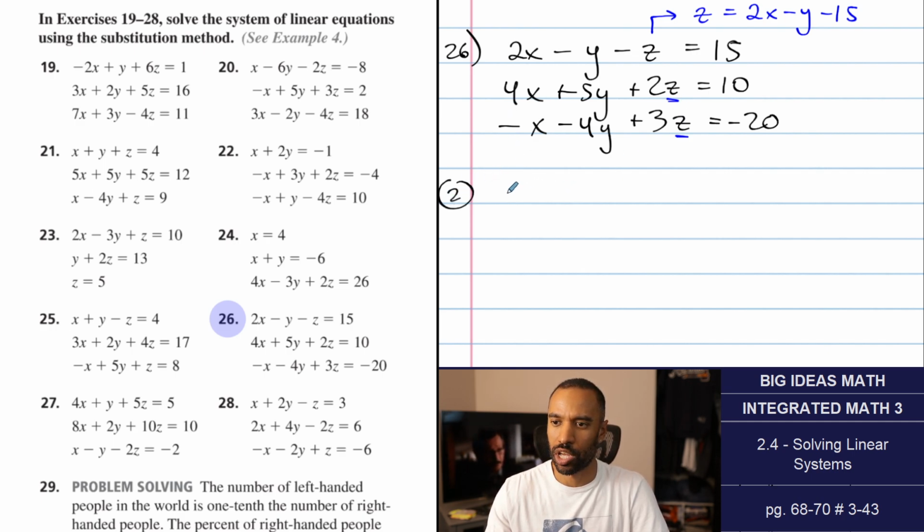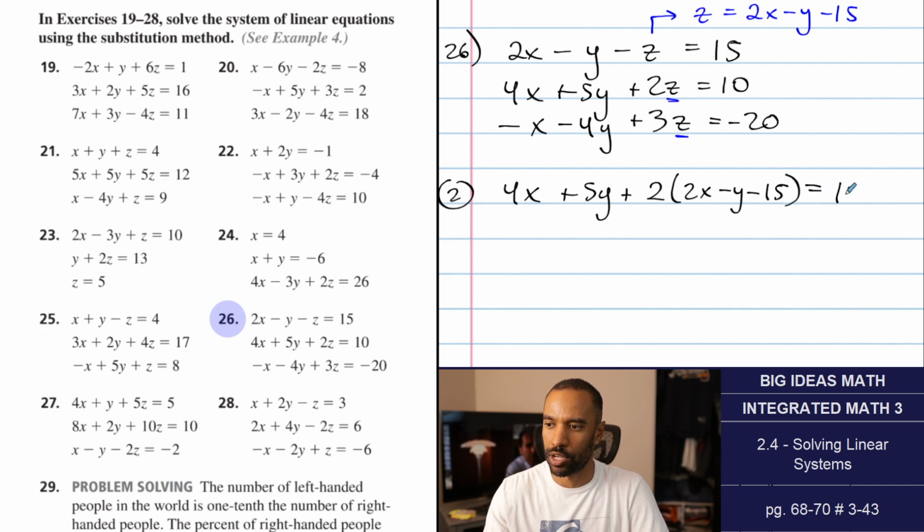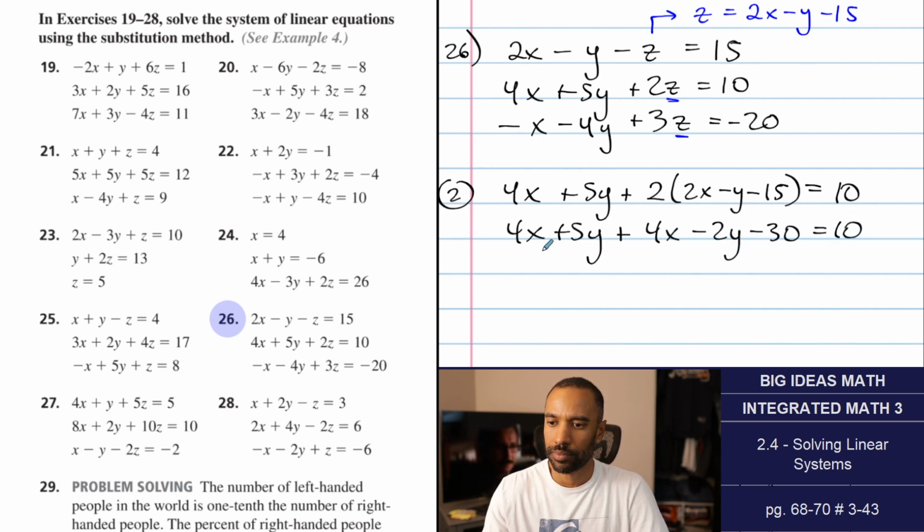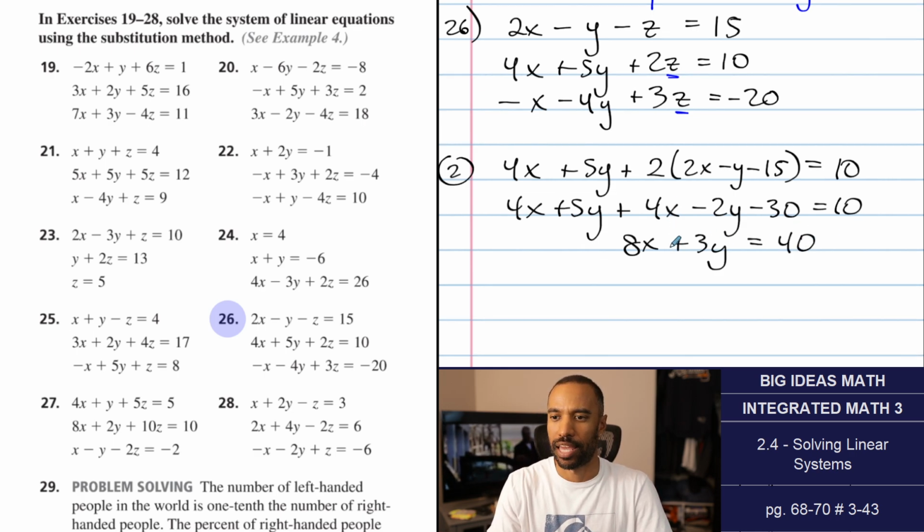So equation 2 is going to be rewritten as 4x plus 5y plus 2z. Let's make sure I write the equation right this time. And 4x plus 5y plus, distribute the 2. Combine like terms, 4x plus 4x, 5y minus 2y, add 30 to both sides, you get 40. All right, there's an equation.